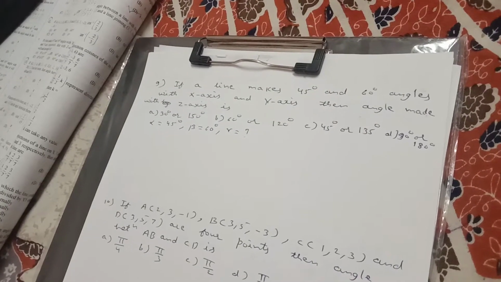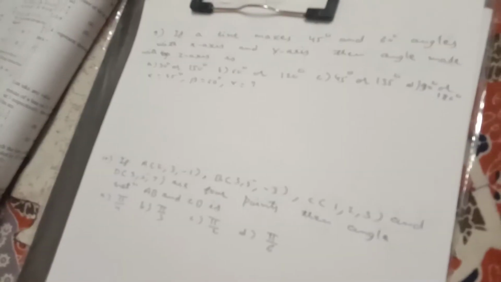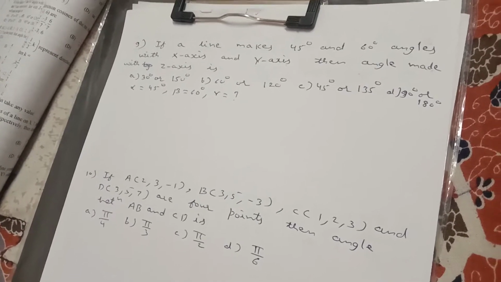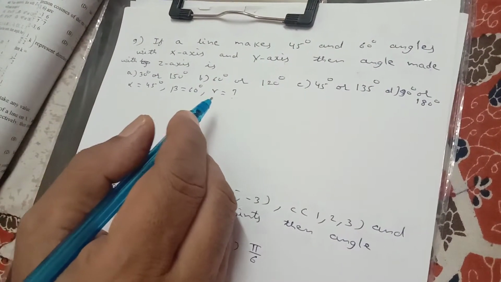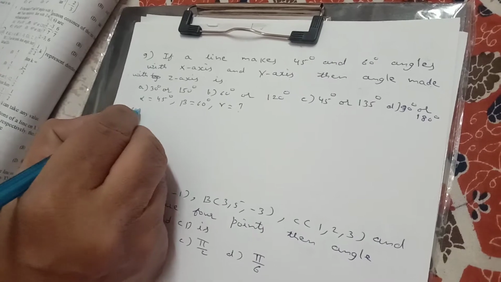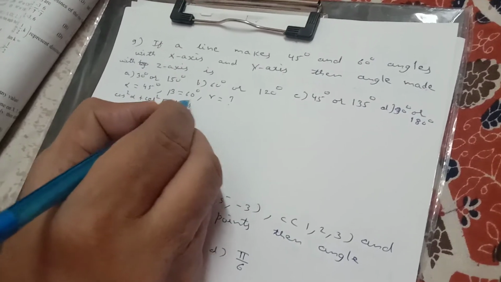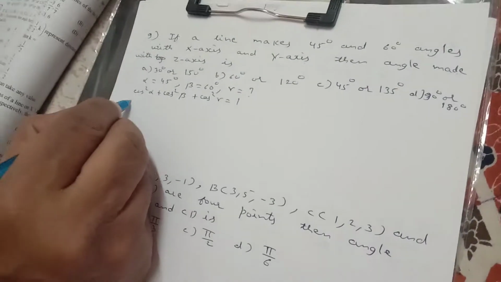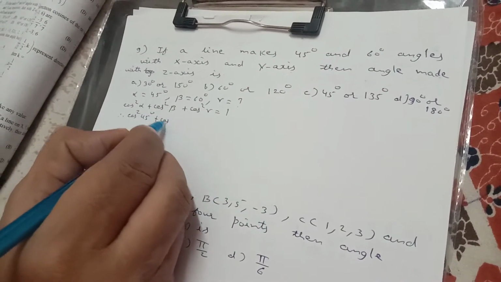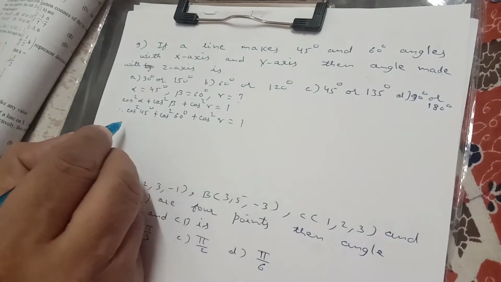Now we cannot form an equation in terms of direction angles, but we can form an equation in terms of direction cosines, because the sum of squares of direction cosines of a line is always equal to 1. Cos square alpha plus cos square beta plus cos square gamma equal to 1. Put values of alpha and beta. Cos square 45 plus cos square 60 plus cos square gamma equal to 1.